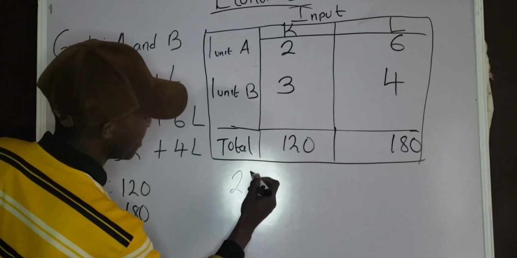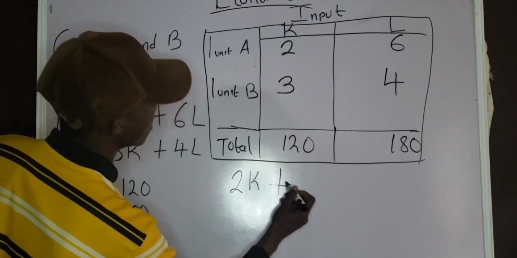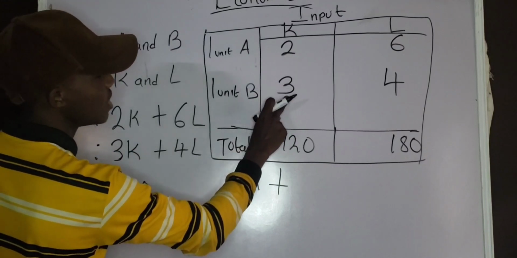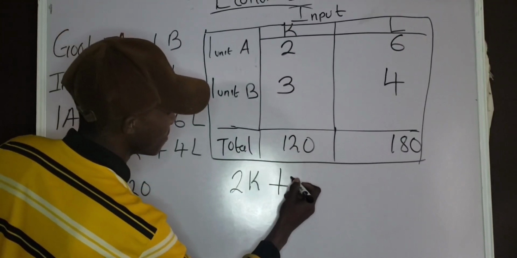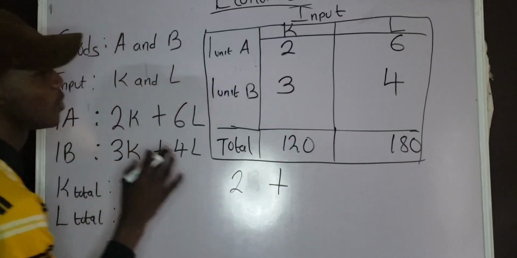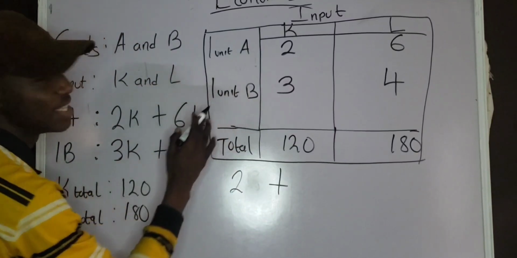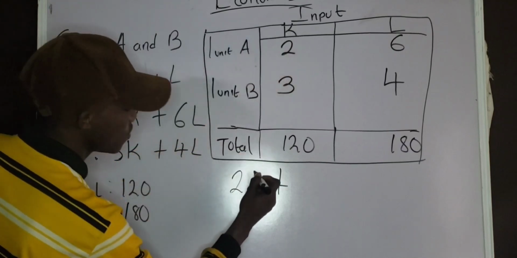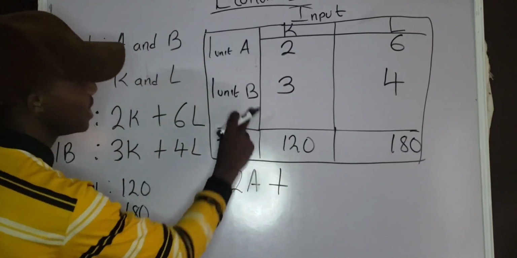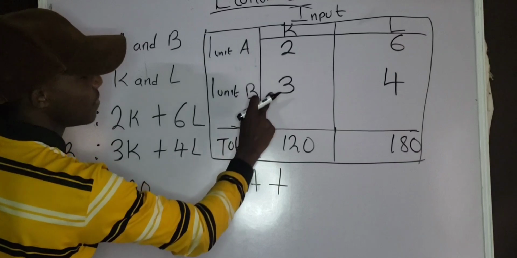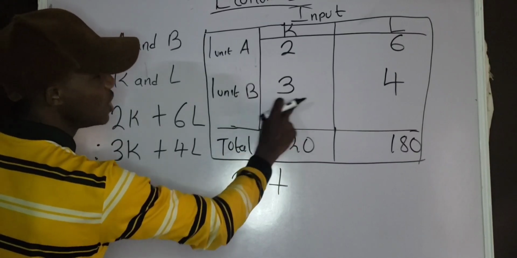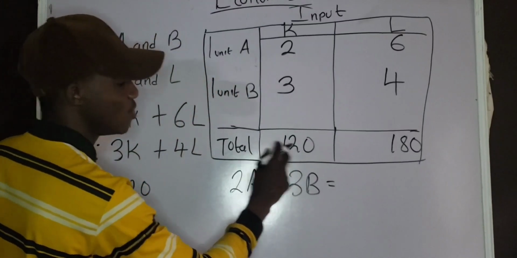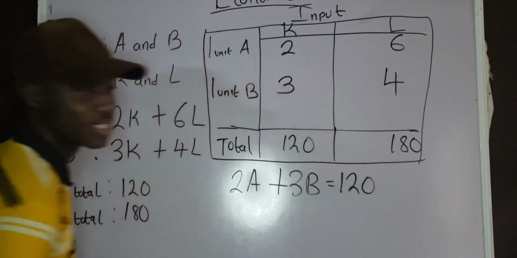So I'm going to have 2A plus, to produce good B, the firm is going to use 3 units of K. So I'm going to have 3B, which equals the total units of K available, that is 120. Please pay attention.